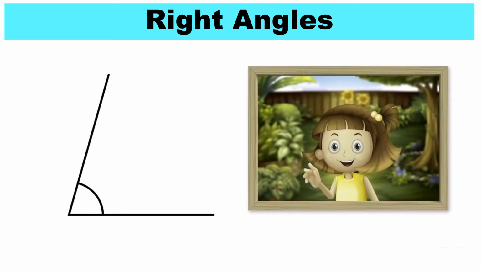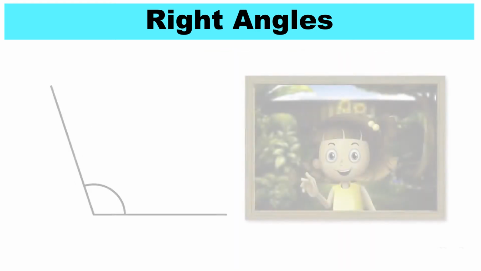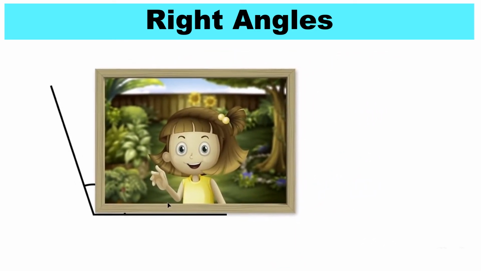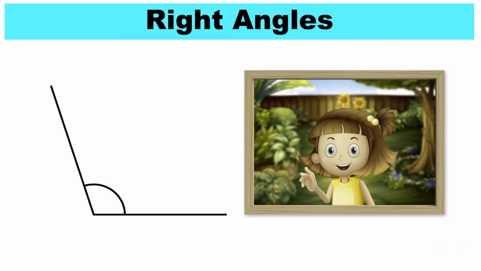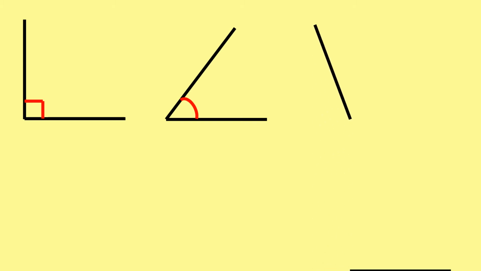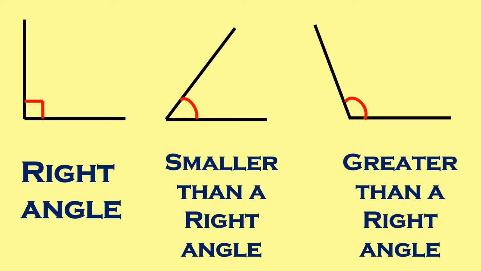Now let's see whether this angle is a right angle or not. Let's use this picture frame to see if the angle is a right angle. This angle is smaller. It does not fit exactly to the picture frame. Let's say this angle. This angle is greater than the picture frame. It does not fit exactly as a right angle. Therefore, there are three types of angles: a right angle, smaller than a right angle, greater than a right angle.